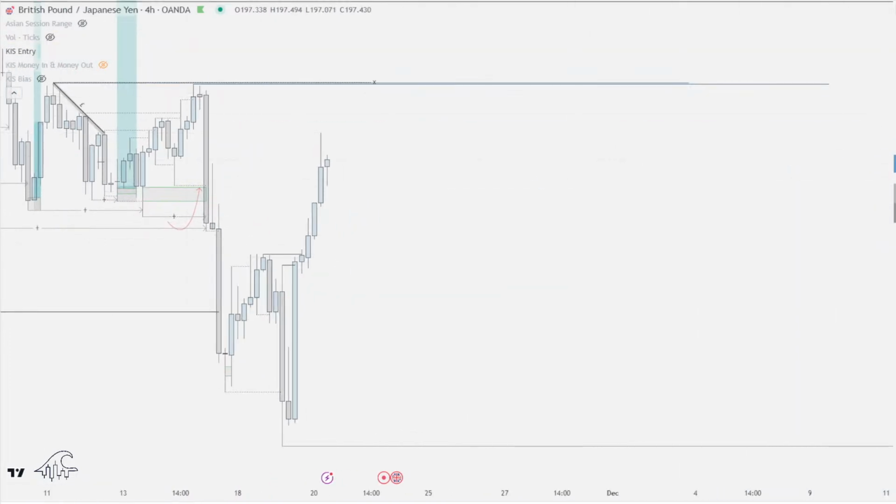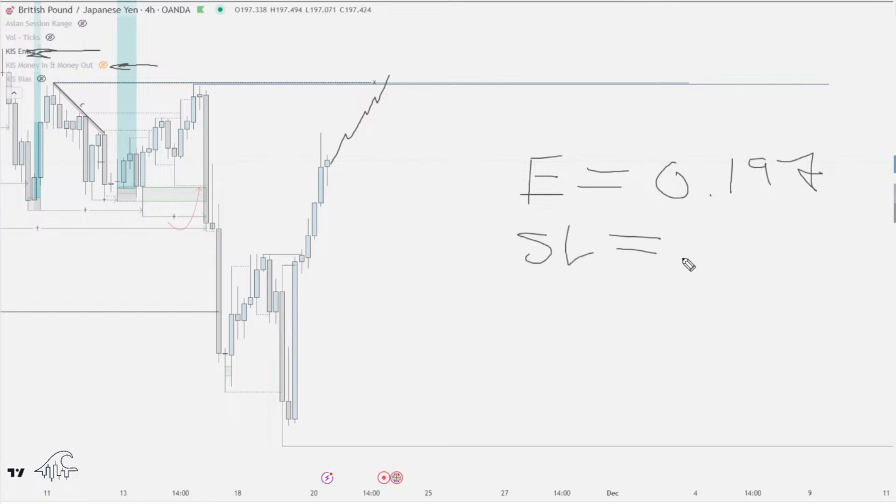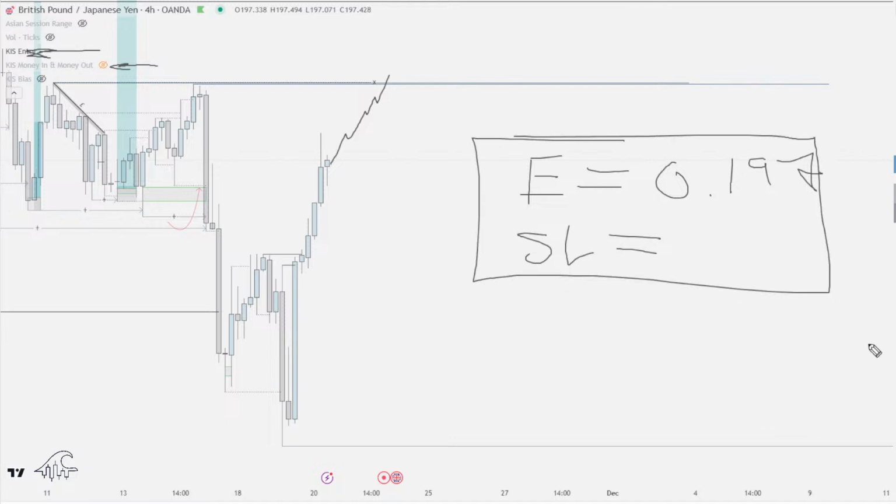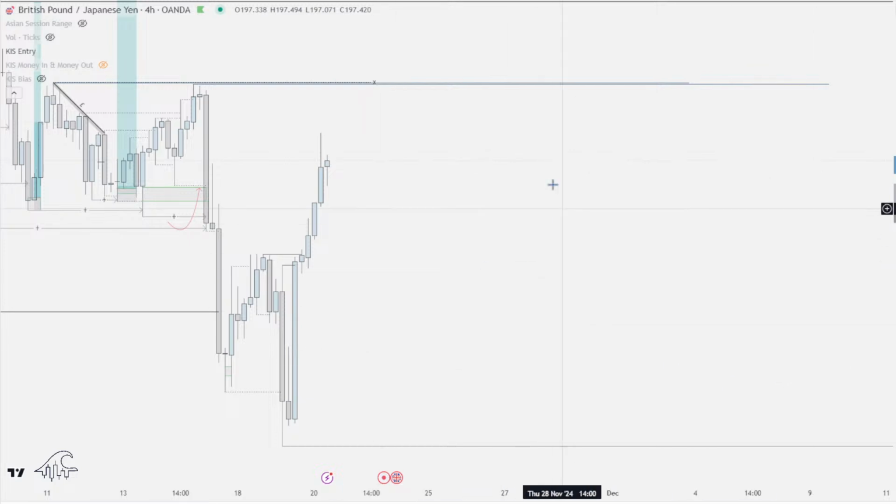The idea is, let's say we come up into here, it triggers the 4-hour entry criteria, and then 15, 20 minutes later, it triggers the money in, money out. You'll get an alert on your screen and it will say entry. Entry equals 0.197, for example. Then it'll give you a stop loss and a TP. So you'll have everything right there. All you need to do is respond to an alert on your screen. You don't need to sit and analyze. And that's the beauty of it.